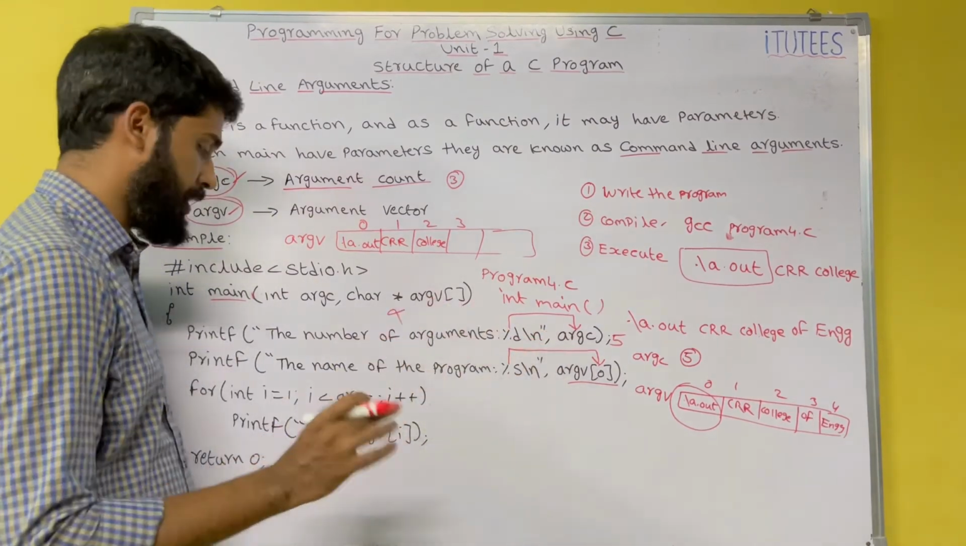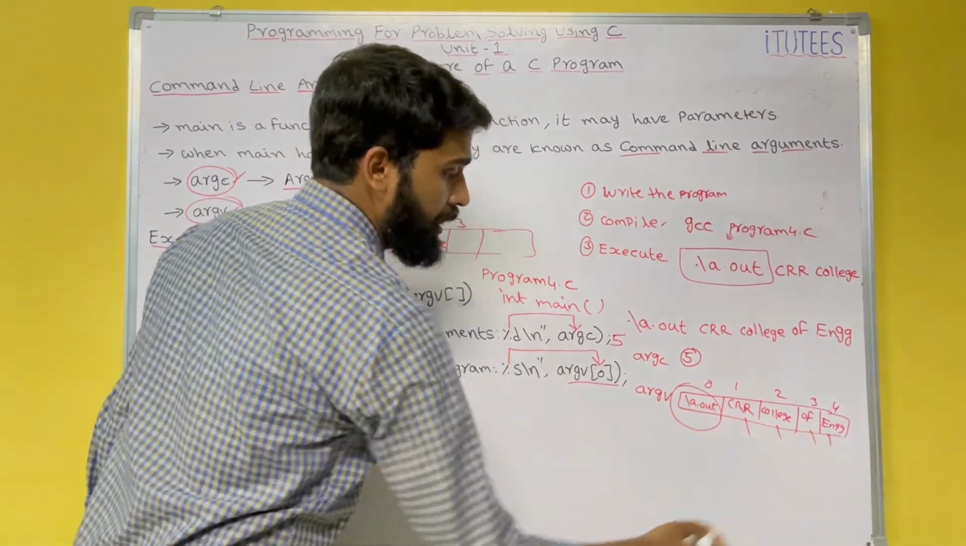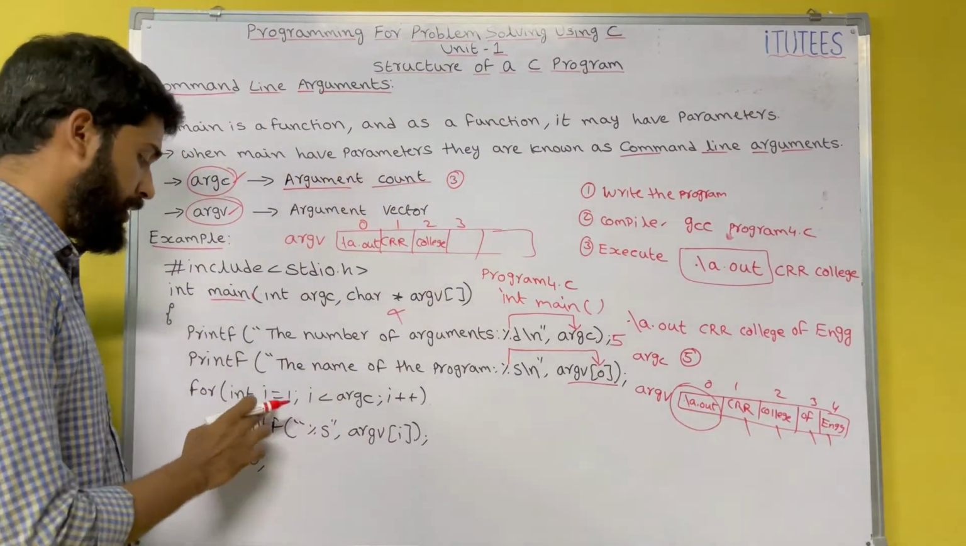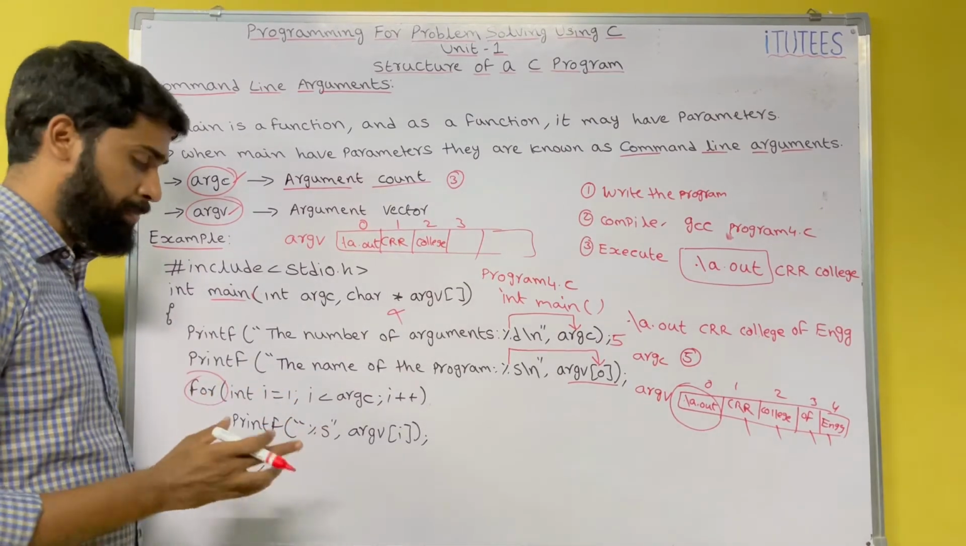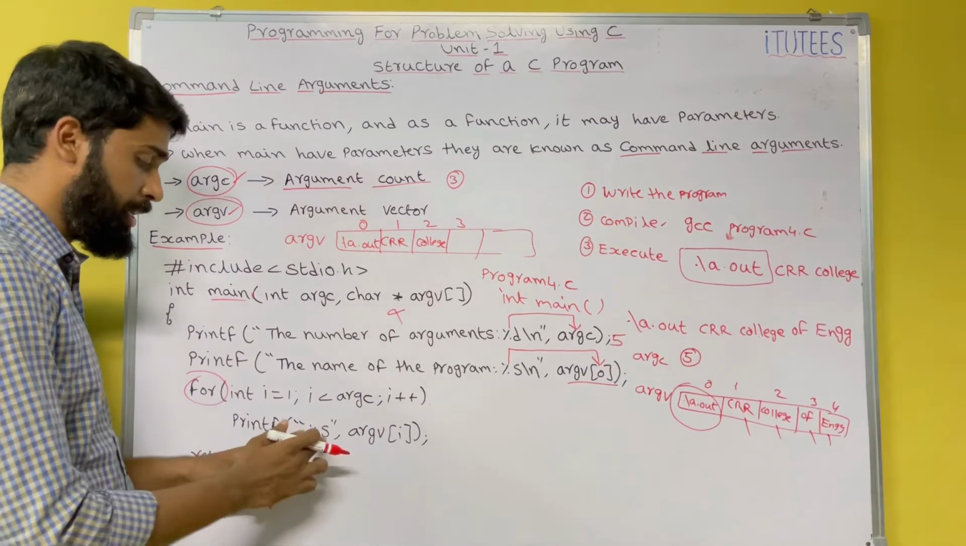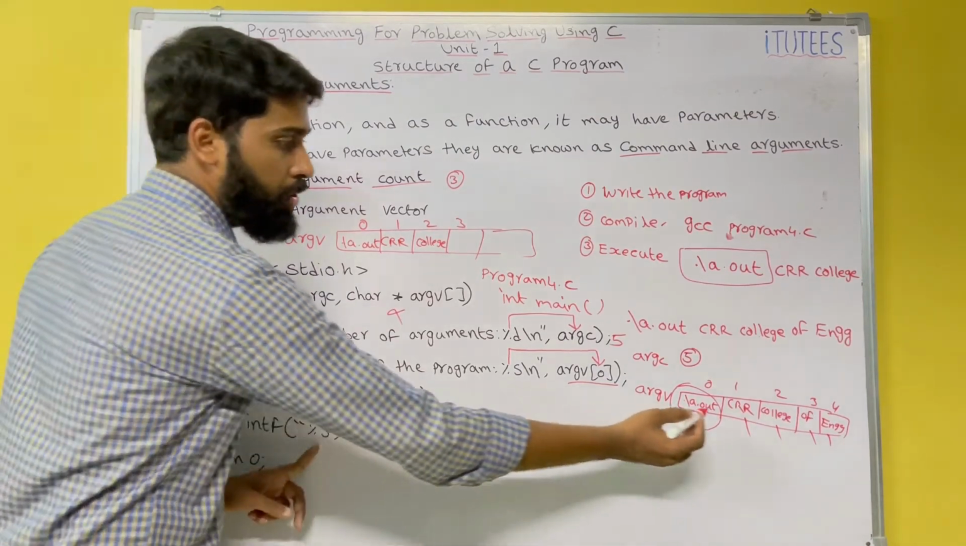For string you are going to use %s, for integer %d. Now I want to print all the values in this argv array. How? Here we are going to use a for loop. In next classes we are going to learn about this for loop. Here, concentrate on this printf: %s argv of i. In first iteration you are going to print crr.